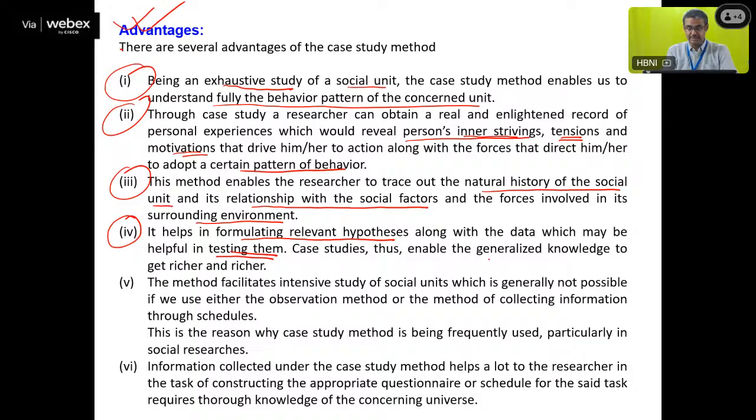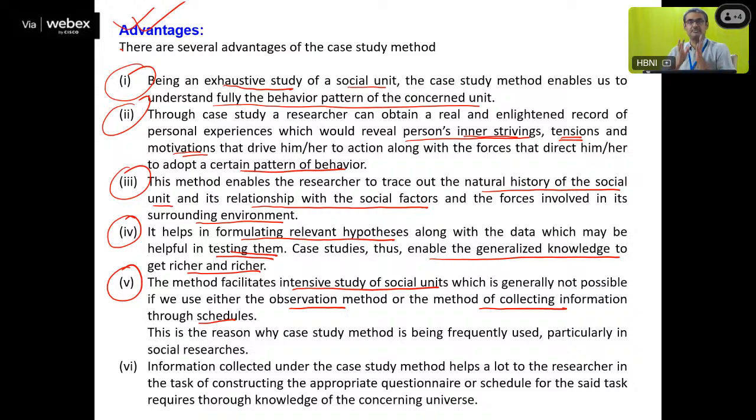So the case study data generated will help in such a way. Case study does enable the generalized knowledge to get richer and richer. Okay. Fifth, the method facilitates intensive study of social units, which is generally not possible if we use either the observation method or the method of collecting information through schedules. We discussed last day about the observation method and the method of collecting information through schedules. But this case study method is different, and it facilitates intensive study of social units. And such a study cannot be possible with observation or through schedules, right?